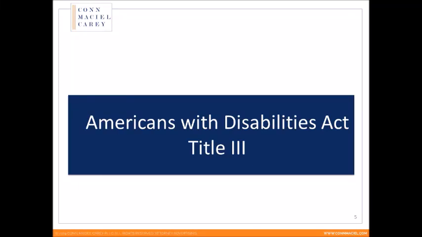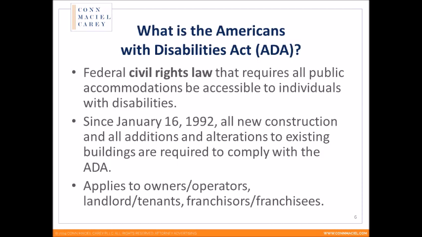Let's just dig right in with what is the Americans with Disabilities Act Title III. The Americans with Disabilities Act is a federal civil rights law that covers public accommodations and requires those places of public accommodations to be accessible for individuals with disabilities, whether that's mobility impairments, individuals with visual impairments, blind or low vision individuals, individuals with hearing impairments.